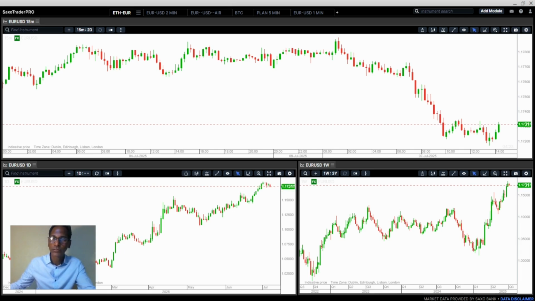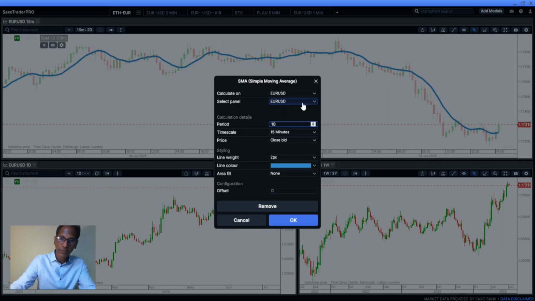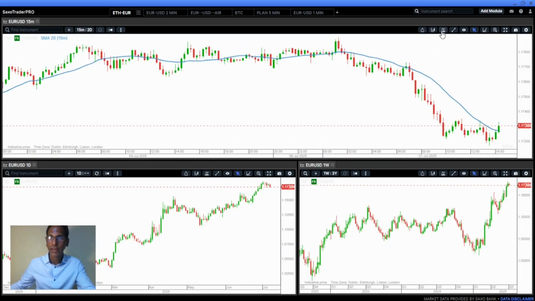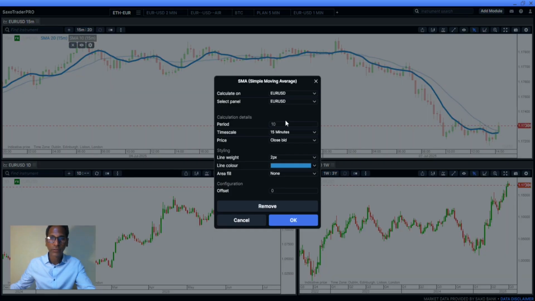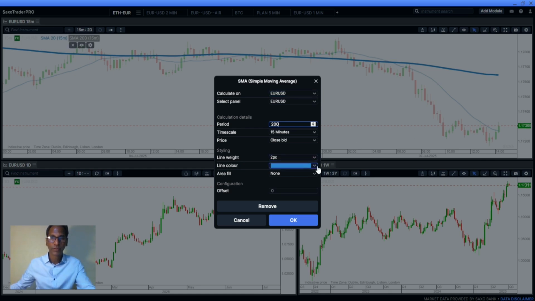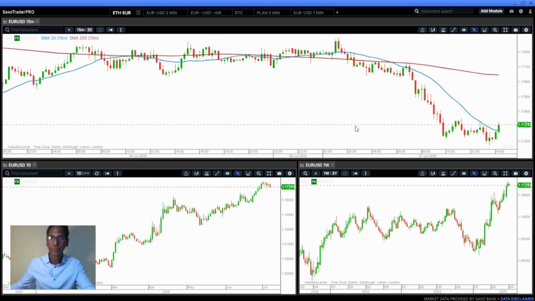So let's get to the subject of the moving average. I have a 15-minute chart, a daily chart and a weekly chart. We're going to put the most commonly used, that is the simple moving average, 20 period moving average. The color is blue, and the next one which is commonly used is the 200 period moving average. Let me change the color to red.